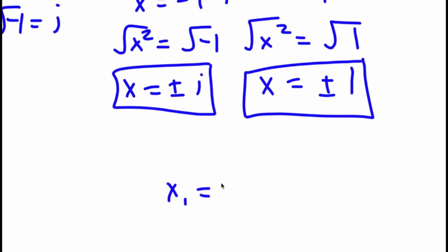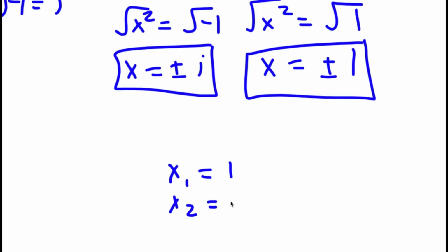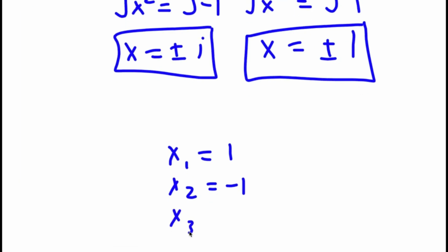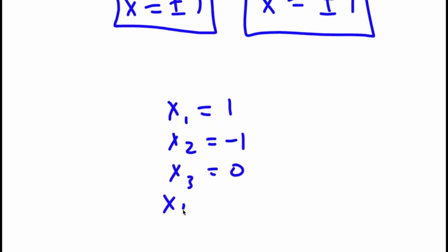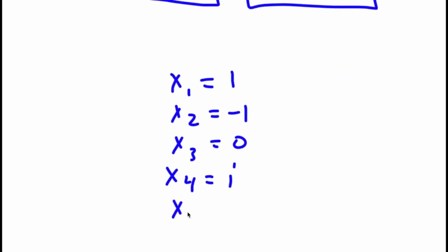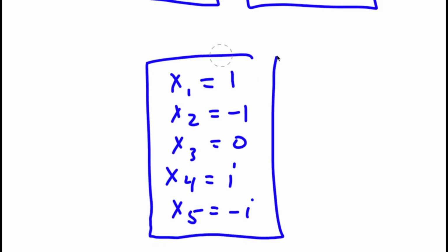So my solutions are x equals 1, x equals negative 1, x equals 0, x equals i, and x equals negative i. So these are my 5 solutions to this problem.